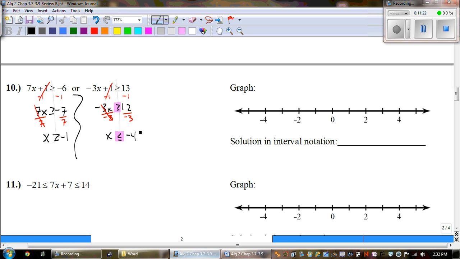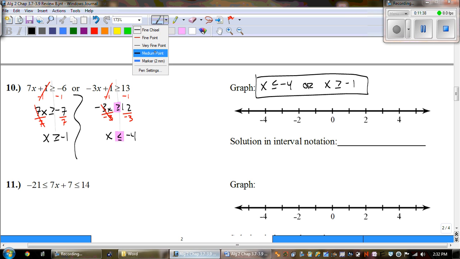Now, when I'm writing both of those together, I'm going to write the smaller one first. x is less than or equal to -4, or x is greater than or equal to -1. So this would be our final answer that we write down. Now let's do the graph. So at -4, I'm closed. It's less than, so I shade to the left. And then at -1, I'm closed, and we shade everything to the right.